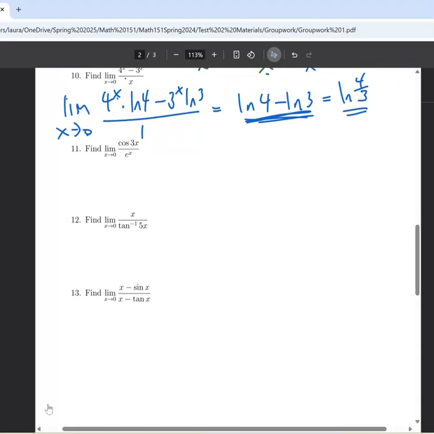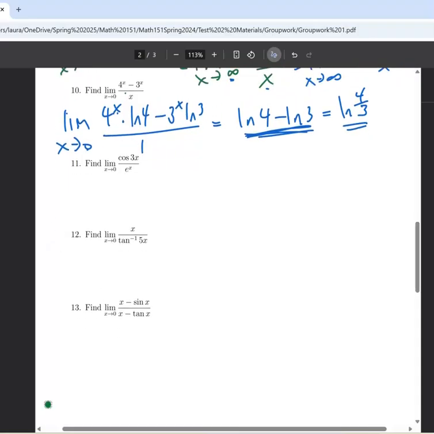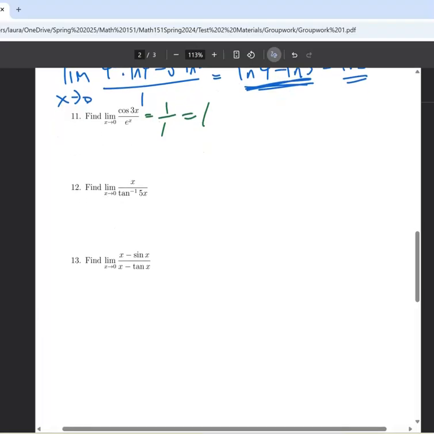Let's look at this one. So if I plug in 0, I get cosine of 0. Hey, wait a minute. What's cosine of 0? That's 1. And what's e to the 0? That's 1. Oh, not a trick problem. You always have to check if you can use your L'Hopital tool. It's just a tool that only can be used if it's 0 over 0 or infinity over infinity. This one does give me 0 over 0.